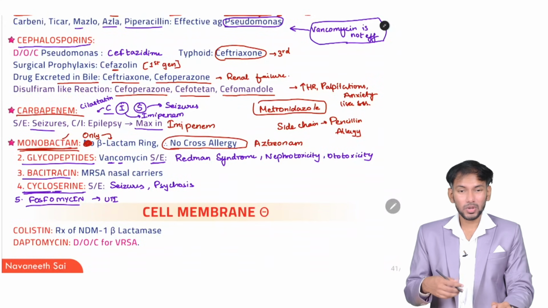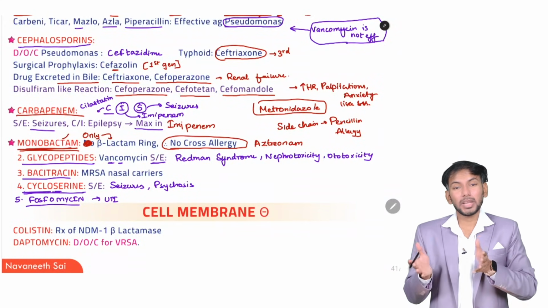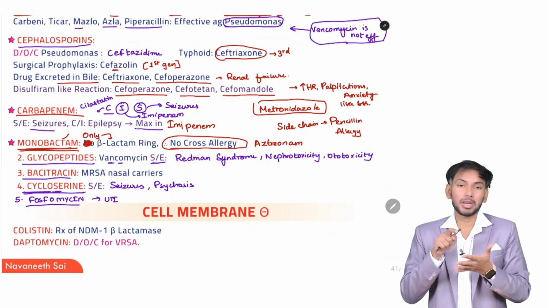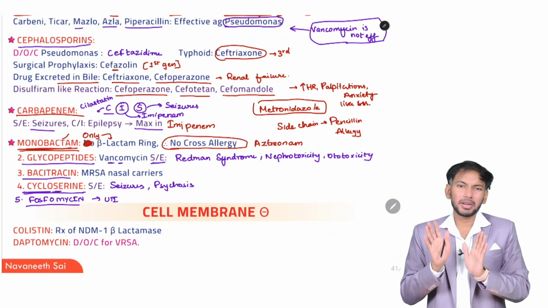These are all cell wall synthesis inhibitors. Only in beta-lactams you have 4 classes. What are they? Penicillin, cephalosporin, carbapenem and monobactam. So, you can remember it as PCM.